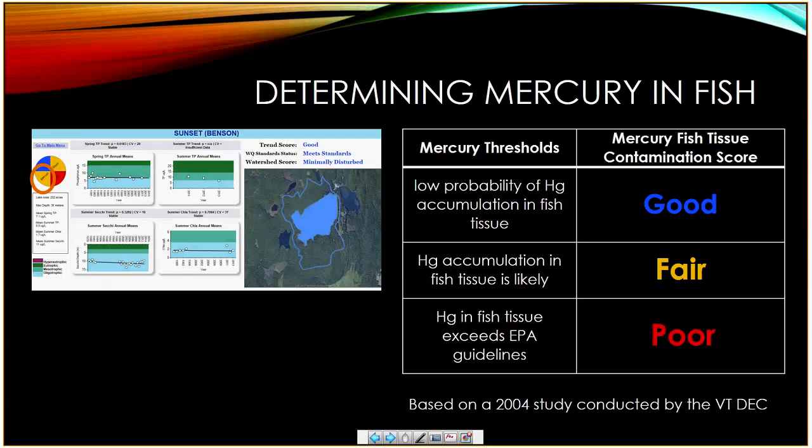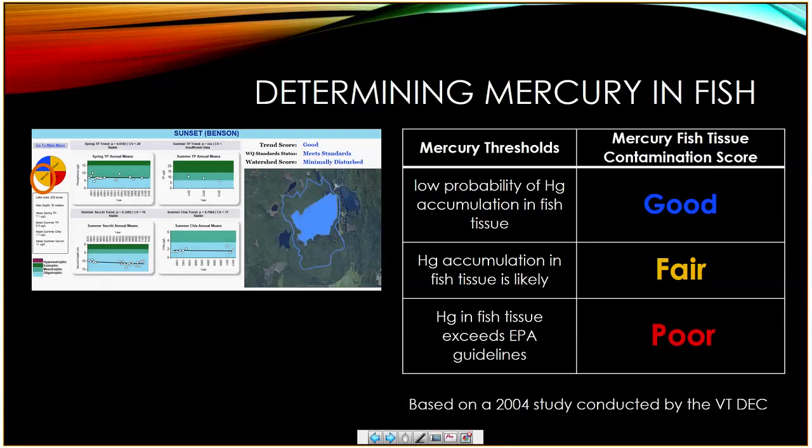If we've actually tested fish tissue and that tissue exceeded mercury guidelines set by the EPA, the color of the quadrant will be red. For all the rest, the color is yellow if the model indicates that mercury accumulation in fish tissue is likely.